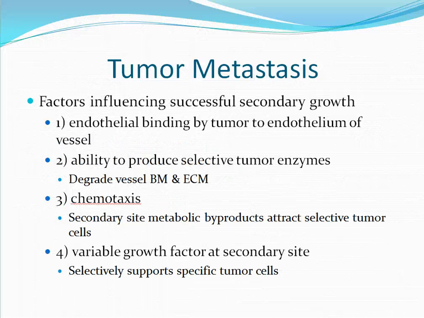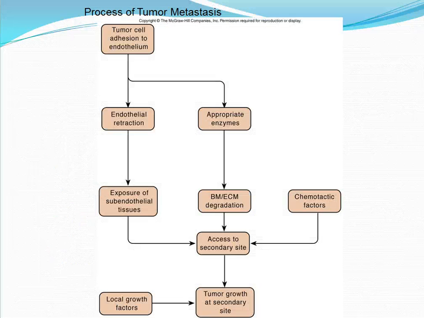There are 4 factors that will influence successful secondary tumor growth. The first is specific endothelial binding by the tumor cells to the endothelium of vessels where they become lodged. They tend to match receptor endothelium adhesion molecules. Second is their ability to produce selective tumor enzymes that degrade the vessel basement membrane and extracellular matrix. Thirdly is chemotaxis. The secondary site metabolic byproducts will actually attract selective tumor cells. And lastly, variable growth factors at the secondary site. They selectively support specific tumor cells. And these 4 factors are illustrated here.